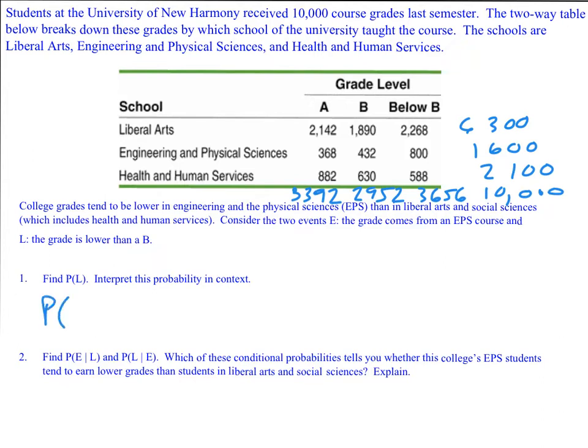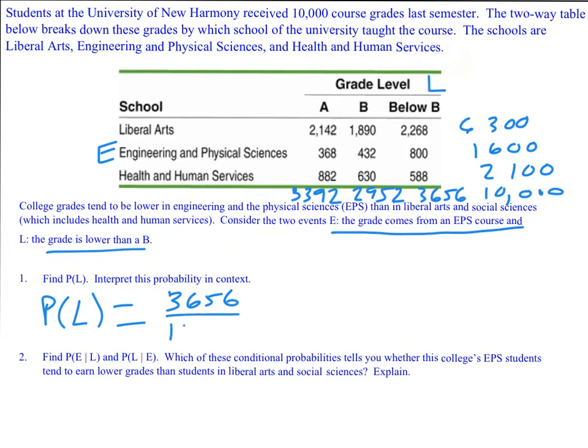Okay, so here we go back to this first question. By the way, it defines the two events. That E is that we selected a grade that came from an engineering and physical science course, and then L is the event that's lower than a B. So here's event E, here's event L. Those are the two that we're going to discuss. L is just the probability that we have a student that obtained a grade lower than a B. That is not a conditional probability.